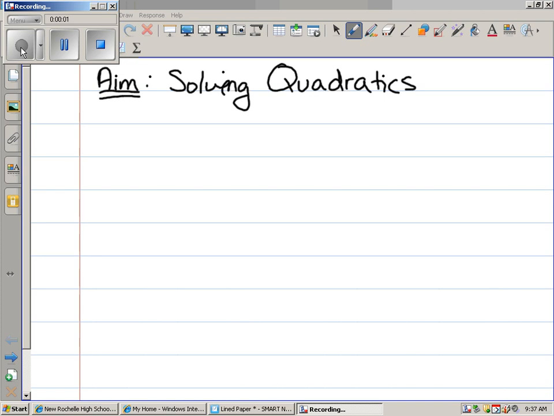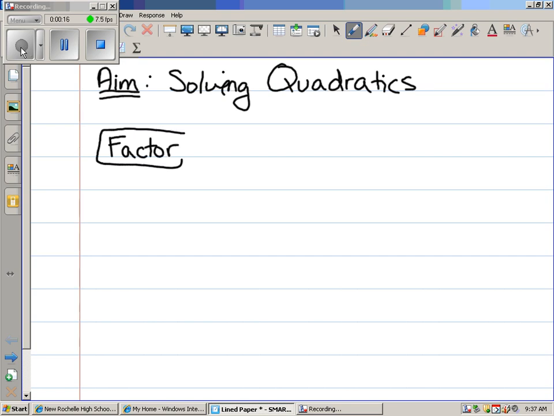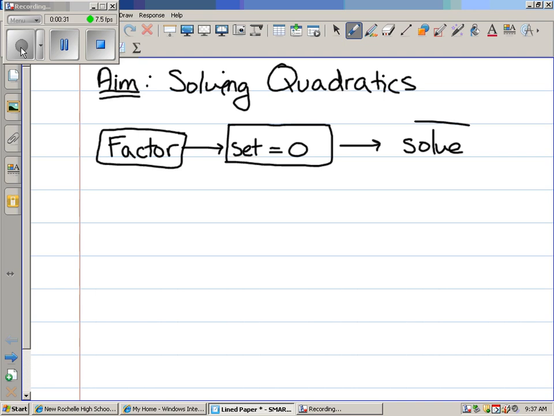Guys, today we're talking about solving quadratic equations. Let me give you the steps that we're going to use to solve quadratics. The first thing you're going to do is factor. That's step one. After you factor, step two is going to be set equal to 0. And then finally, step three is going to be just to solve. So 3 steps: factor, set equal to 0, solve.